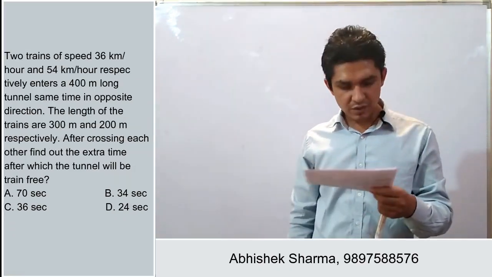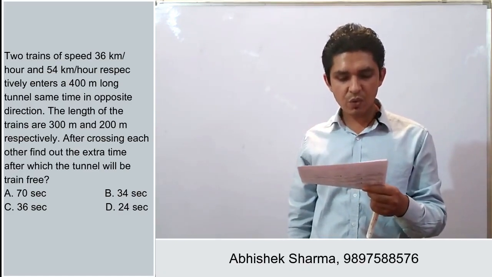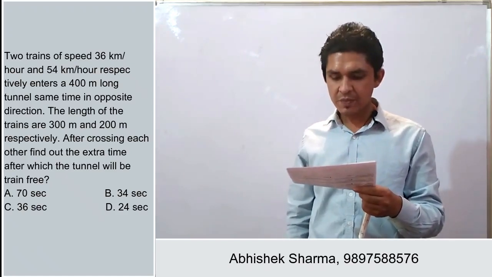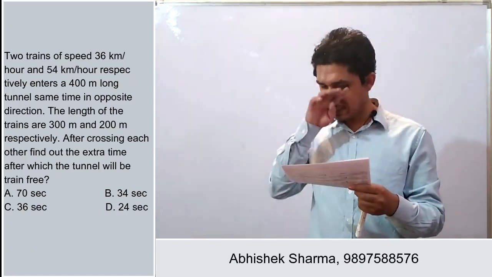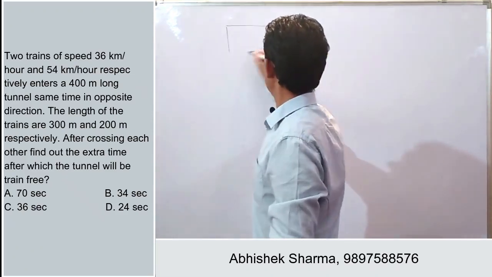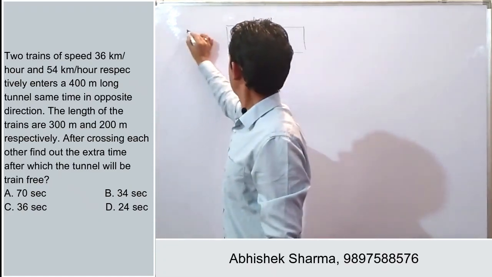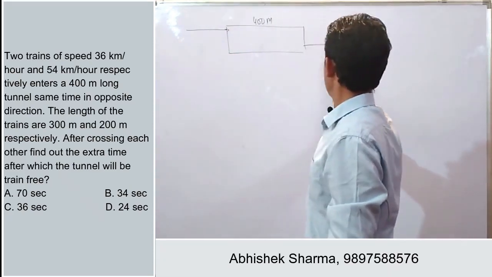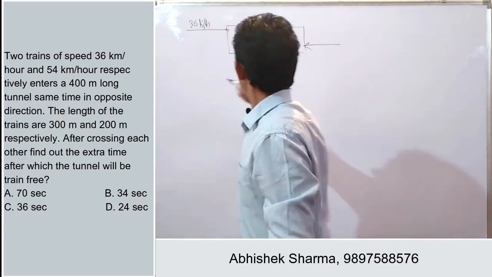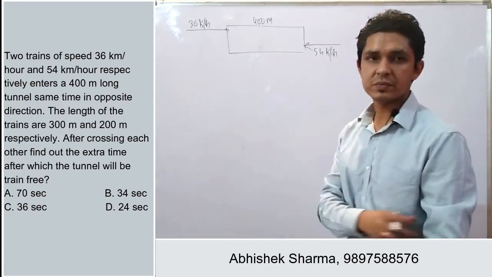Okay, coming to the next question. The question is: two trains of speed 30 km per hour and 54 km per hour respectively enter a 400 meter long tunnel at the same time in the opposite direction. So here there is a tunnel of length 400 meter, and two trains with the speed of 36 km per hour and 54 km per hour enter this tunnel simultaneously, that means at the same time, right?